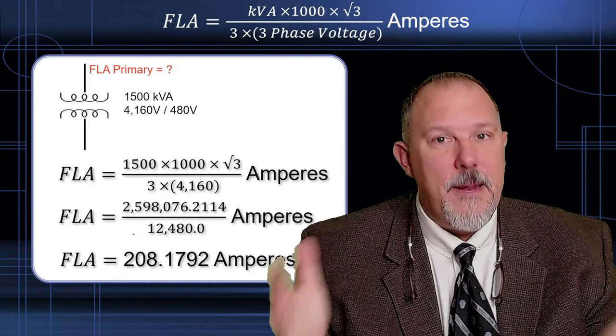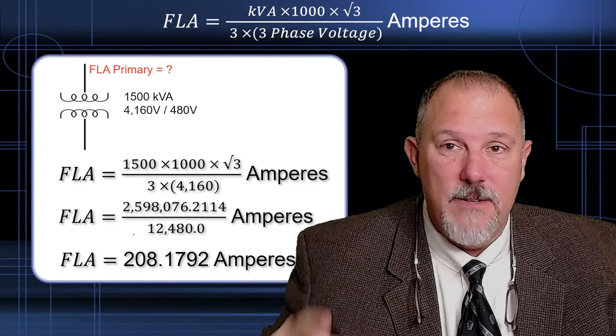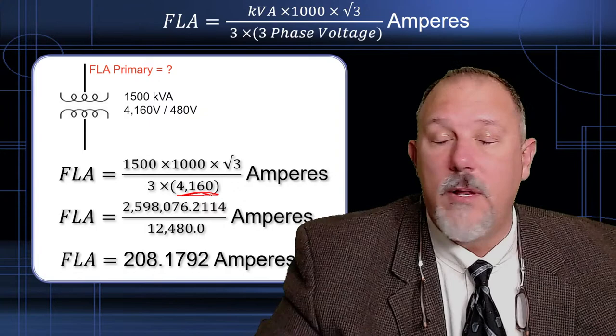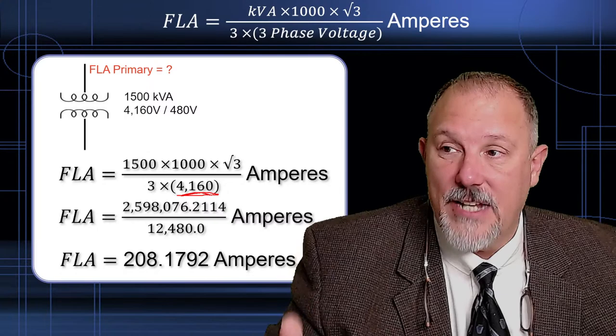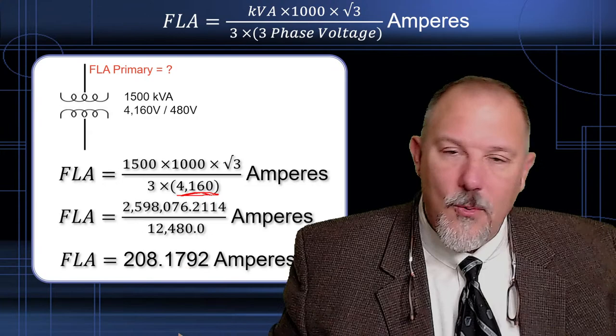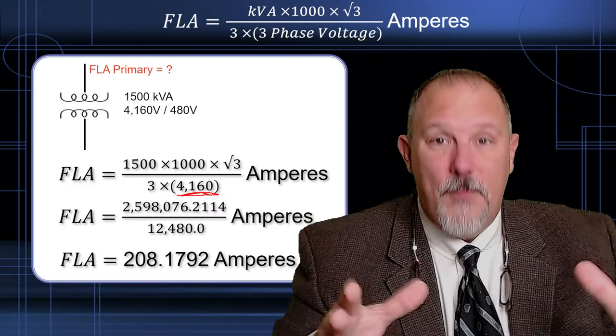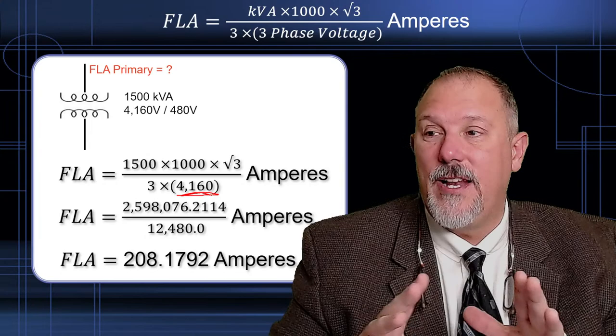Okay, so primary full load amps. Now, the equation is exactly the same, except my voltage that I'm using is not 480, it's 4160, because that's the primary voltage of this transformer. That's going to give me my primary amps, and it's 208.1792. I wouldn't put the .1792, I would leave it at 208 amps, but again, I'm doing this for mathematical reasons, and I just want to show you various ways that you can calculate full load amps.